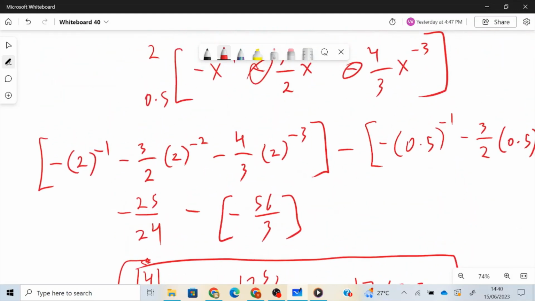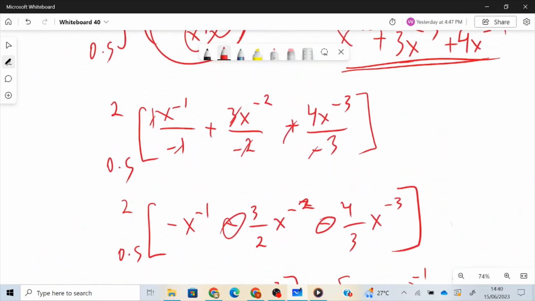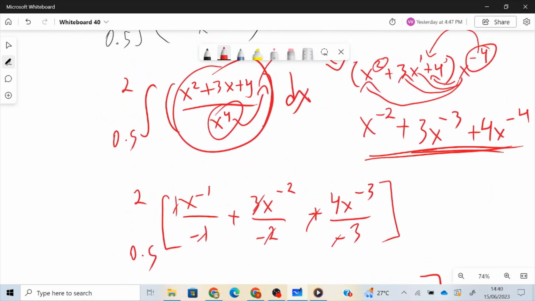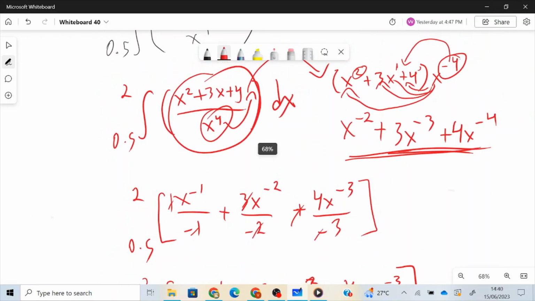So as you can see, this one took a bit long. Really, the hard part was this part, just to rearrange and manipulate it. So that brings us to the end of the challenge question, and to the end of this video as well.